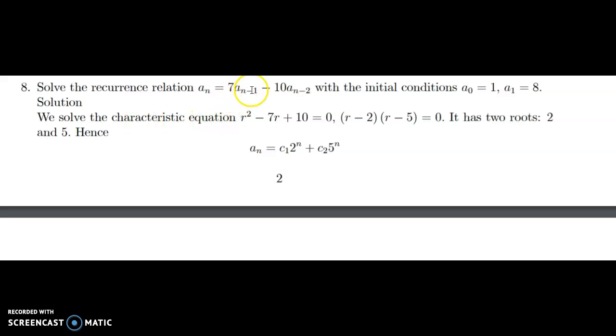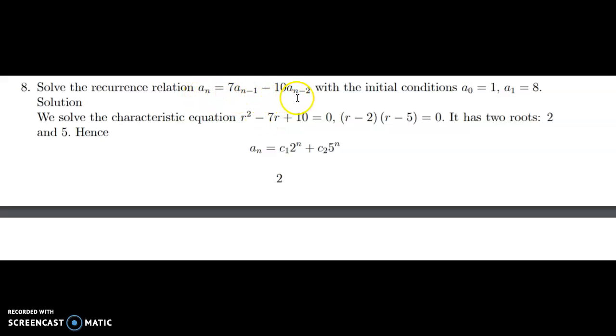A theorem gives a formula for any sequence that satisfies the recurrence relation only. To use the theorem, we need to write the characteristic equation.